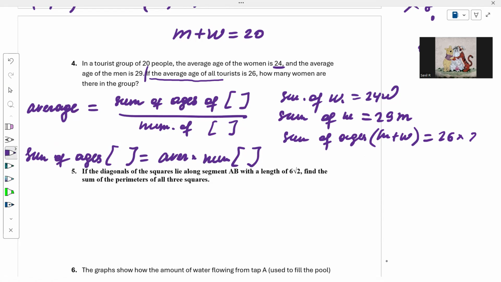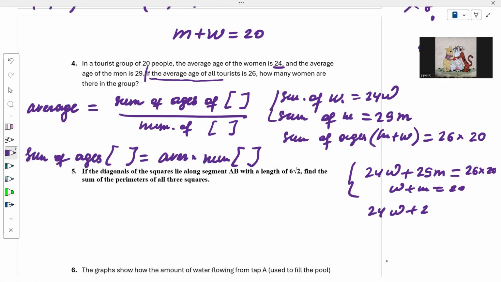Yeah, 26 times. We already know the total number is 20. How many women are in the group? So what we have is this, guys. Let's just show it this way. When we add the sum of ages of women, which is 24w, and the sum of ages of men, which is 29m, it equals the sum of ages of all, right? 26 times 20. Shortly you can write this part, and then w plus m equals 20, and solve simultaneous equations. All right, you can pause if you did not get it and analyze one more time. I will solve it quickly.